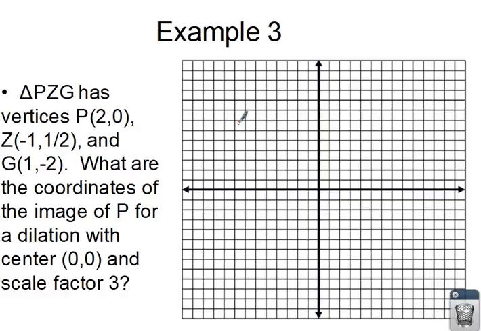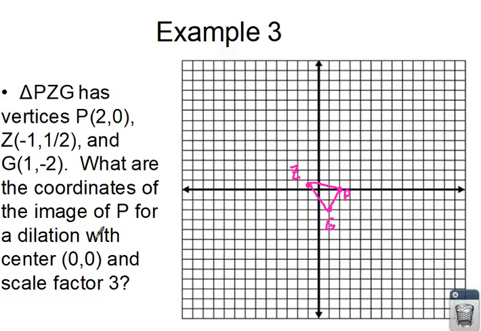Alright, so let's put some stuff on a graph and play around with this a little bit. We've got point P at 2, 0. And we've got point Z at -1 and a half. -1 and a half is right there. And then we've got G at 1, -2. Okay, so there's our triangle. Alright, it wants to know the coordinates of the image of P for a dilation with center 0, 0 and a scale factor of 3. So that means everything gets bigger by a scale factor of 3 from the origin.